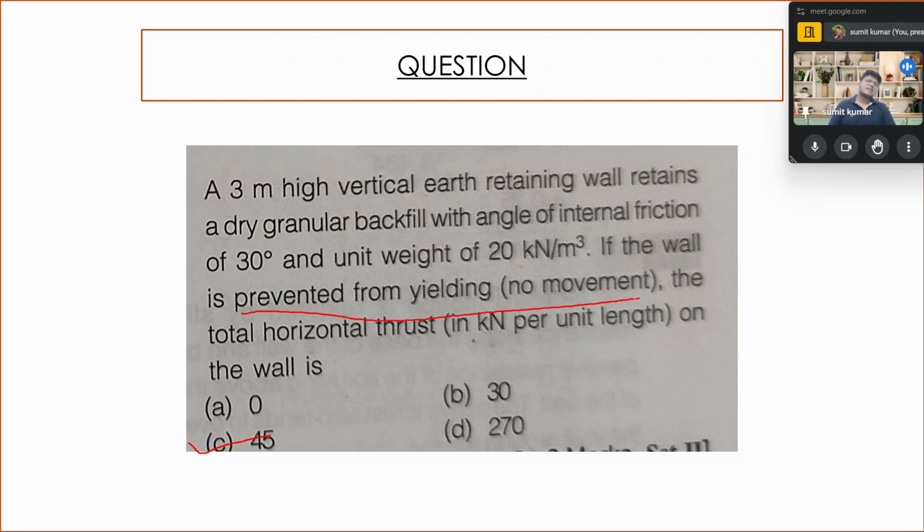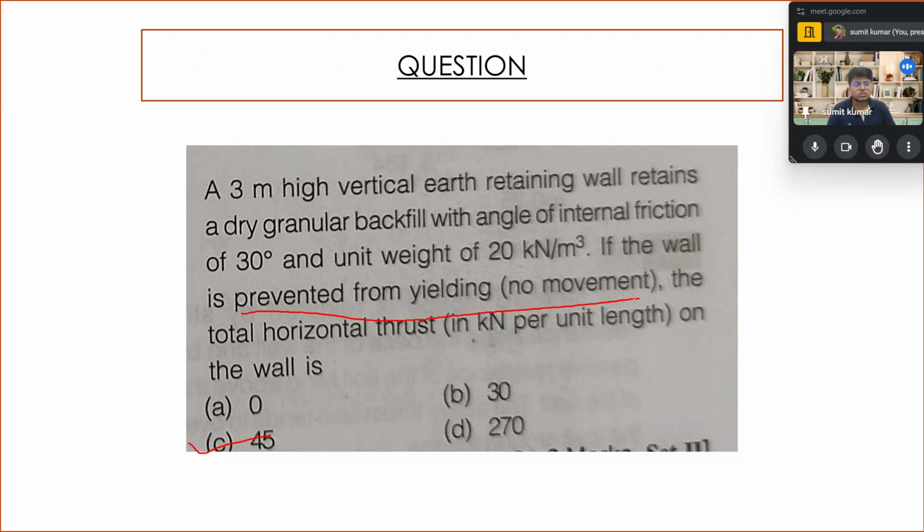We understood the coefficient of active earth pressure as 1 minus sin phi by 1 plus sin phi, and vice versa for passive earth pressure. We also understood the earth pressure constant for the rest condition as 1 minus sin phi, or mu by 1 minus mu, whichever value we get. Here the angle of internal friction is given as 30 degrees. So the earth pressure coefficient at rest is 1 minus sin phi, that is 1 minus sin 30.